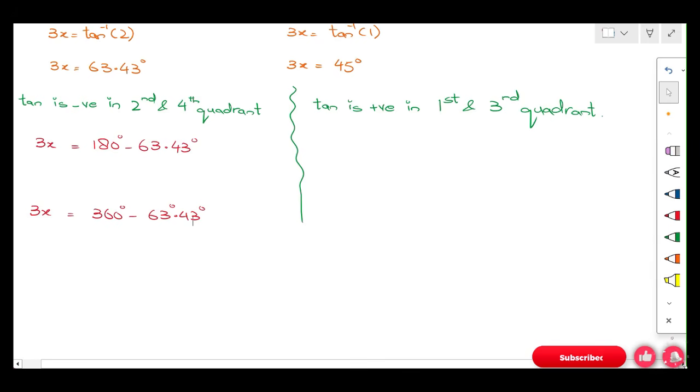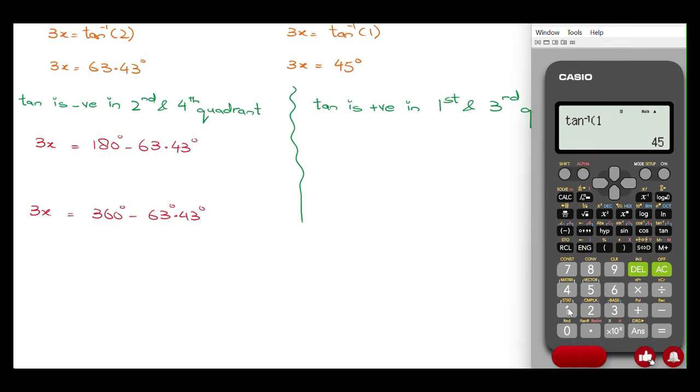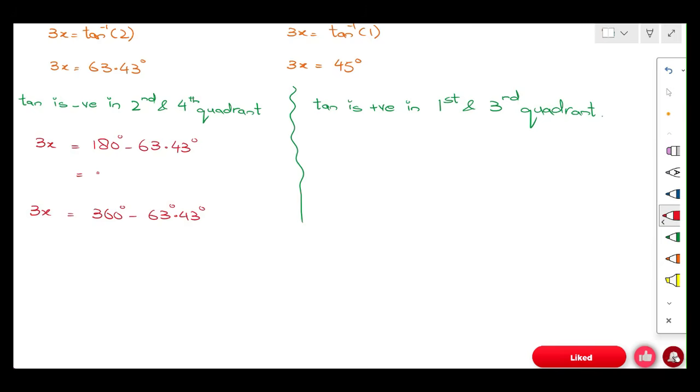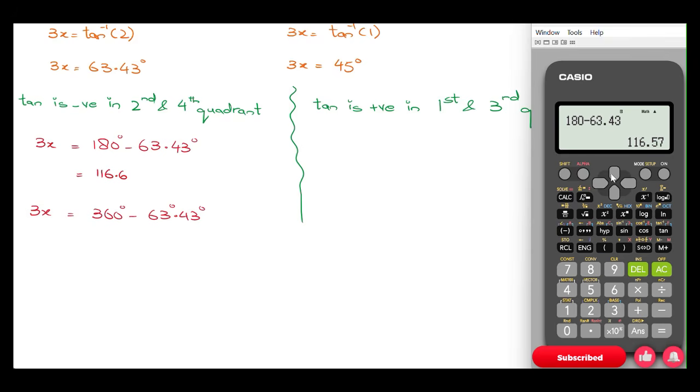Okay, let me do this. 180 minus 63.43 is 116.57, which we can round to 116.6 because 57 rounds to 6. And 360 take away 63.43 is 296.6.